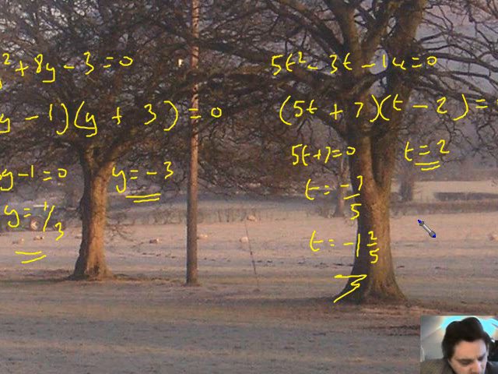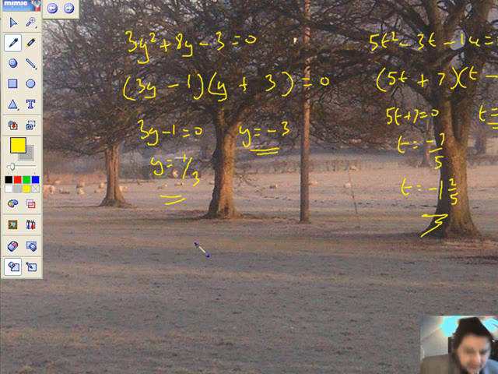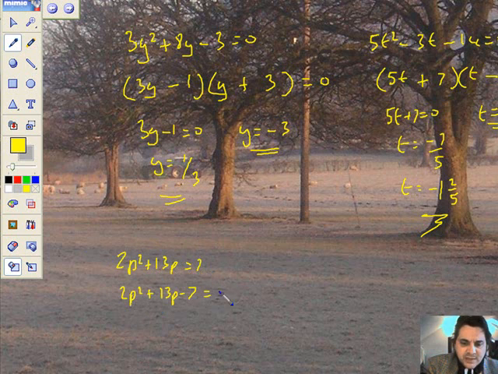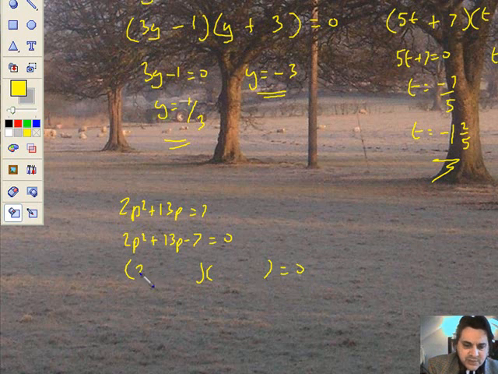I suppose I better do the last one because I suppose it's more challenging. So let's go to 16 over here, move this pad along a bit, getting a bit cramped in this space. What's that? 16, right. 2p squared plus 13p makes 7. Bring the 7 over. 2p squared plus 13p minus 7 equals 0. Now we can just factorise in the normal way and get some solutions.